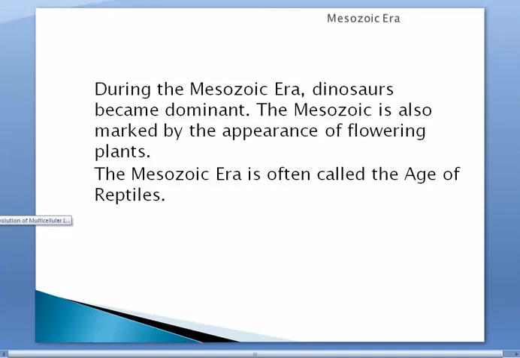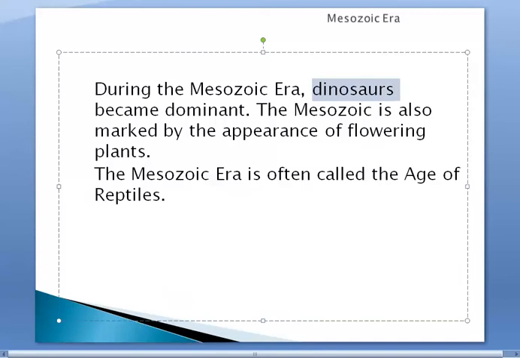And so we're going to look at what are the major characteristics of the Mesozoic era. So during the Mesozoic era, dinosaurs became dominant. So this is everyone's favorite one to learn about because this is when our dinosaurs first came around, and this is when they really took over. And it was also marked by the appearance of flowering plants. So up to this point, we didn't have any flowers or any plants that had flowers on it. And the Mesozoic era is often called the Age of the Reptiles because all dinosaurs are pretty much gigantic, and they really took over during this time.